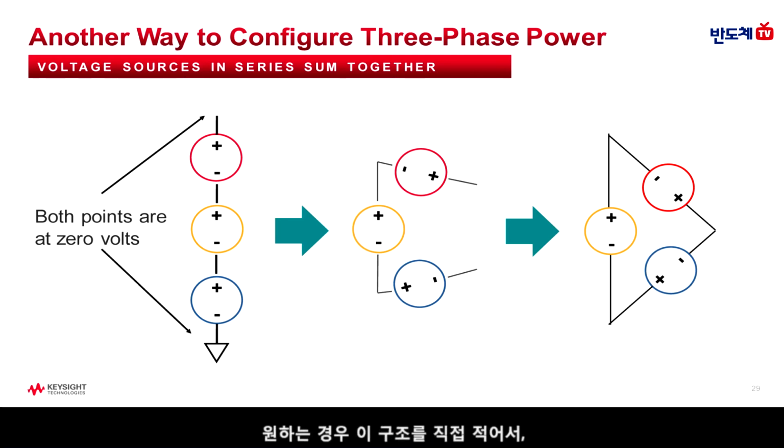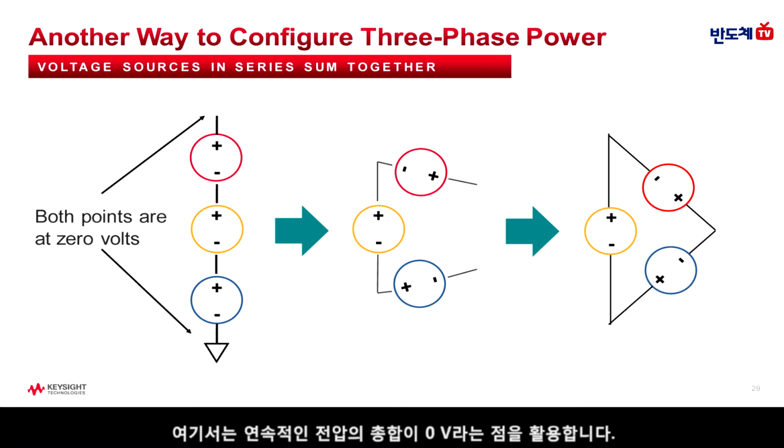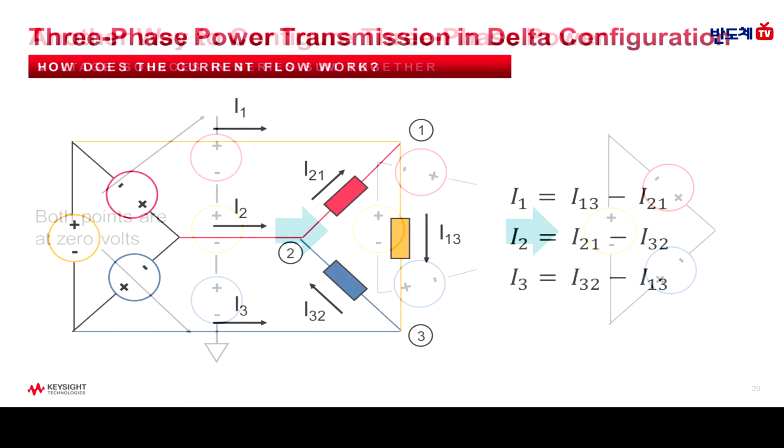So if we want to, we can actually just fold this over on itself, and this creates another configuration, which is known as the delta configuration. And again, this is taking advantage of the fact that the voltages in series sum to 0 volts.